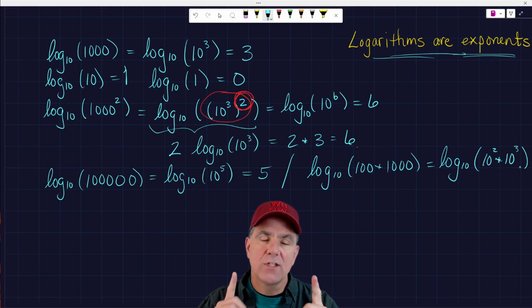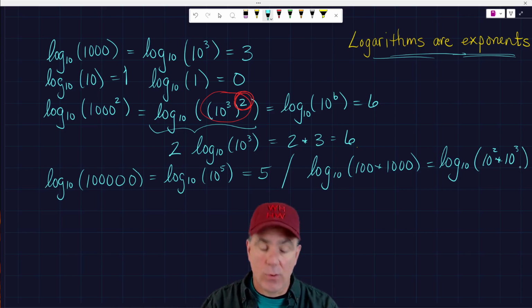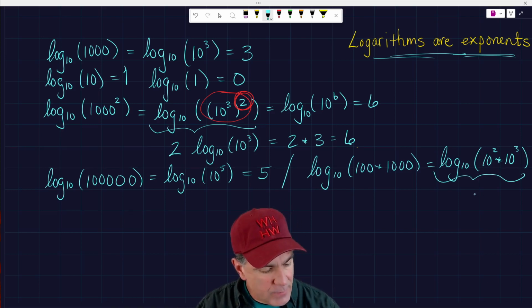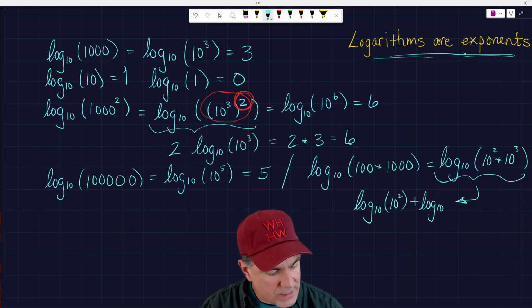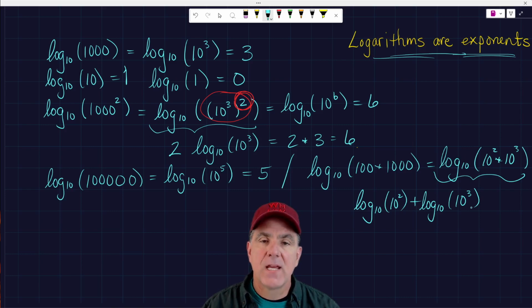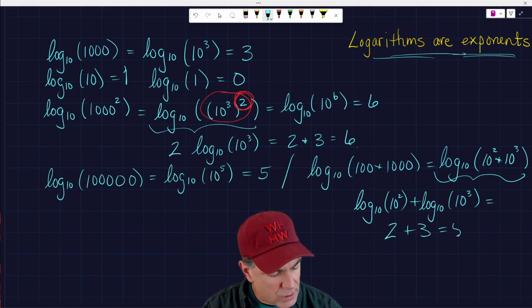So what do we do? What is the rule for exponents when we multiply numbers together with the same base? We add the exponents. Well, because logarithms are exponents, that is exactly what we're going to do here. This item becomes log base 10 of 10 squared plus log base 10 of 10 cubed, because logarithms are exponents. So what this is equal to is 2 plus 3, which is 5.